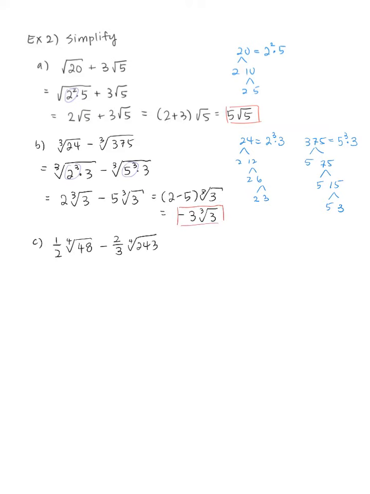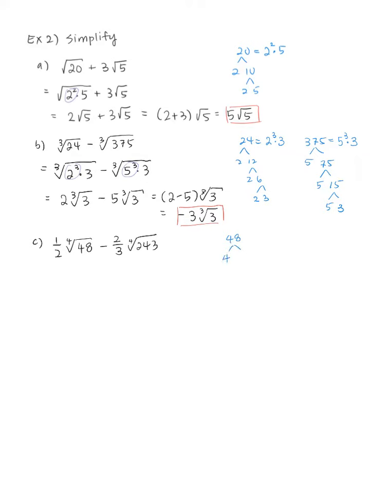Alright, now let's take a look at something that involves fractions. So we got 1/2 times the 4th root of 48 minus 2/3 times the 4th root of 243. Do not panic just because you see fractions. We got this. So let's take one step at a time and we're going to do the same thing. Let's break down 48.